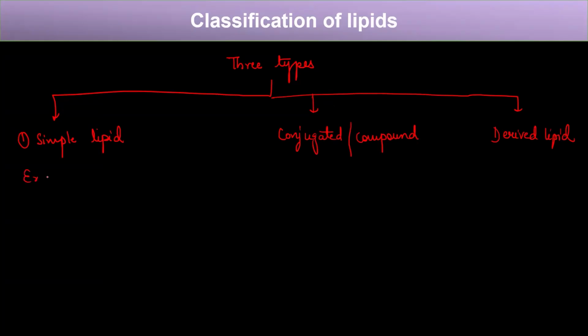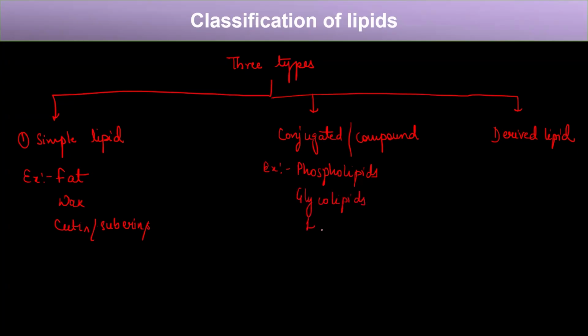So the example of simple lipid is fat, wax, cutins, or suberines. So these are the examples of simple lipid. The conjugated or compound lipids, examples are phospholipids. So conjugated means they are attached or linked with a certain group, right? So phospholipids, glycolipids, lipoproteins. These are the examples of conjugated lipids.